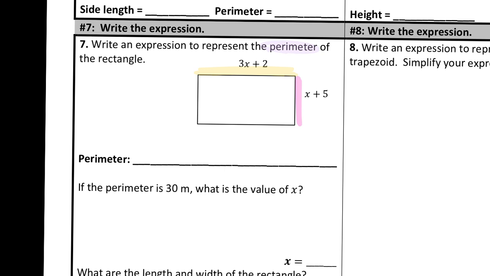Okay, right now I've just marked 2 sides. I need you to think about the fact that there are 4 sides. How do you do that? Okay, if the perimeter is 30 meters, what is the value of x?